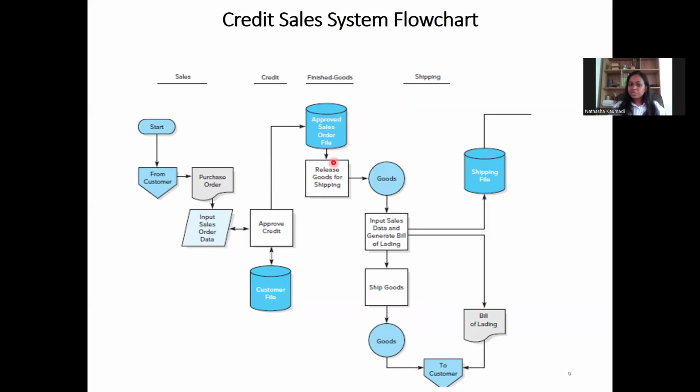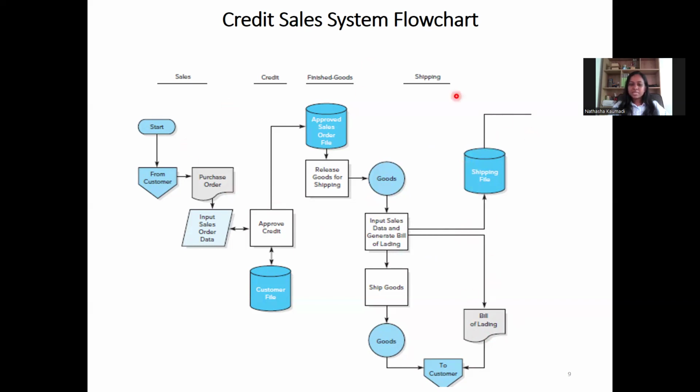What happens after that? You are releasing the goods for shipping. So you are taking the goods, inputting sales data, and generating the bill of lading. You are shipping the goods, so goods have been dispatched to the customer. And at the same time, you have the bill of lading issued by the carrier, and then the shipping file. Those things are there.